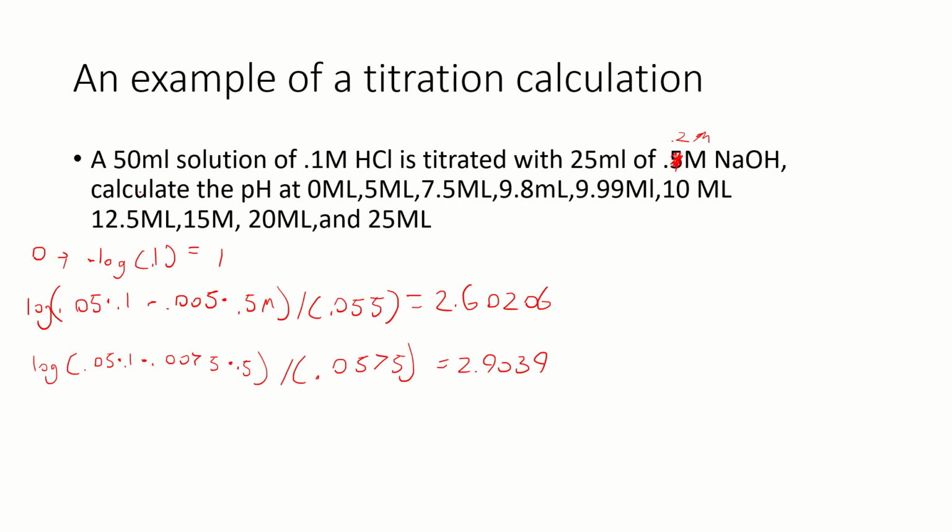So 50 milliliters is 0.05 liters times 0.1 molar HCl, minus 0.005 liters of sodium hydroxide times 0.5 molar. Then you divide by the total volume, because the amount of moles divided by volume is your molarity, and you take the negative log of that. If you take the negative log of that whole expression, you get 2.60206.